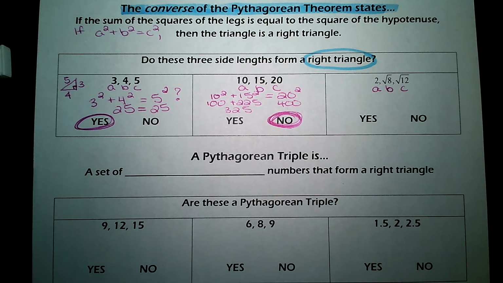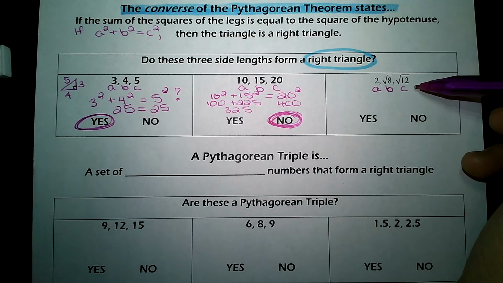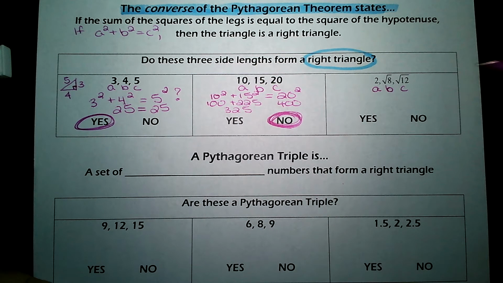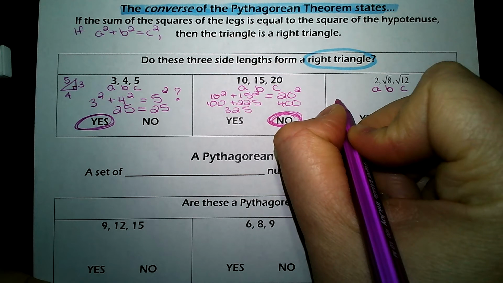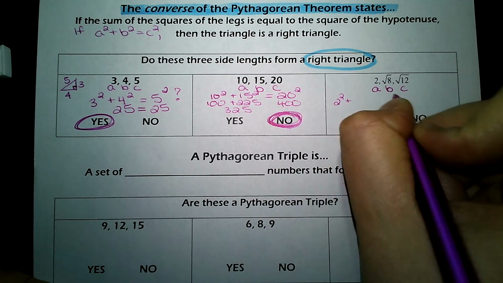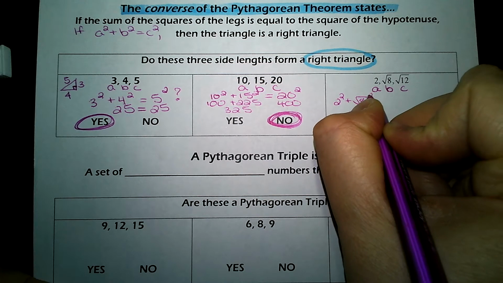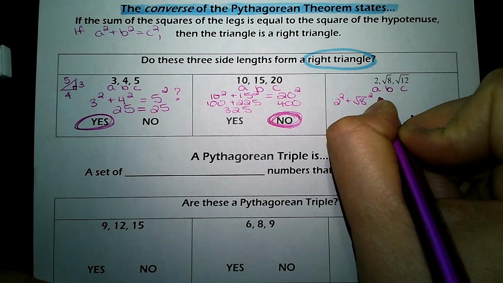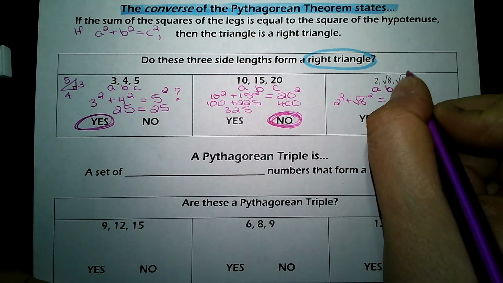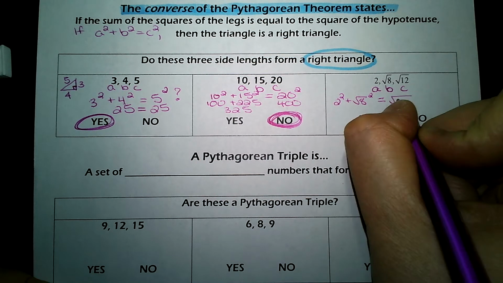Okay. Got one more to try, and I know it's got some yucky square roots in here, but I picked it on purpose to make sure we remember something really cool about square roots. So let's plug this into the Pythagorean theorem. A squared, so 2 squared, plus b squared. So we've got the square root of 8 as b, and then that's what we're squaring. We're trying to ask, is that equal to the square root of 12 squared?